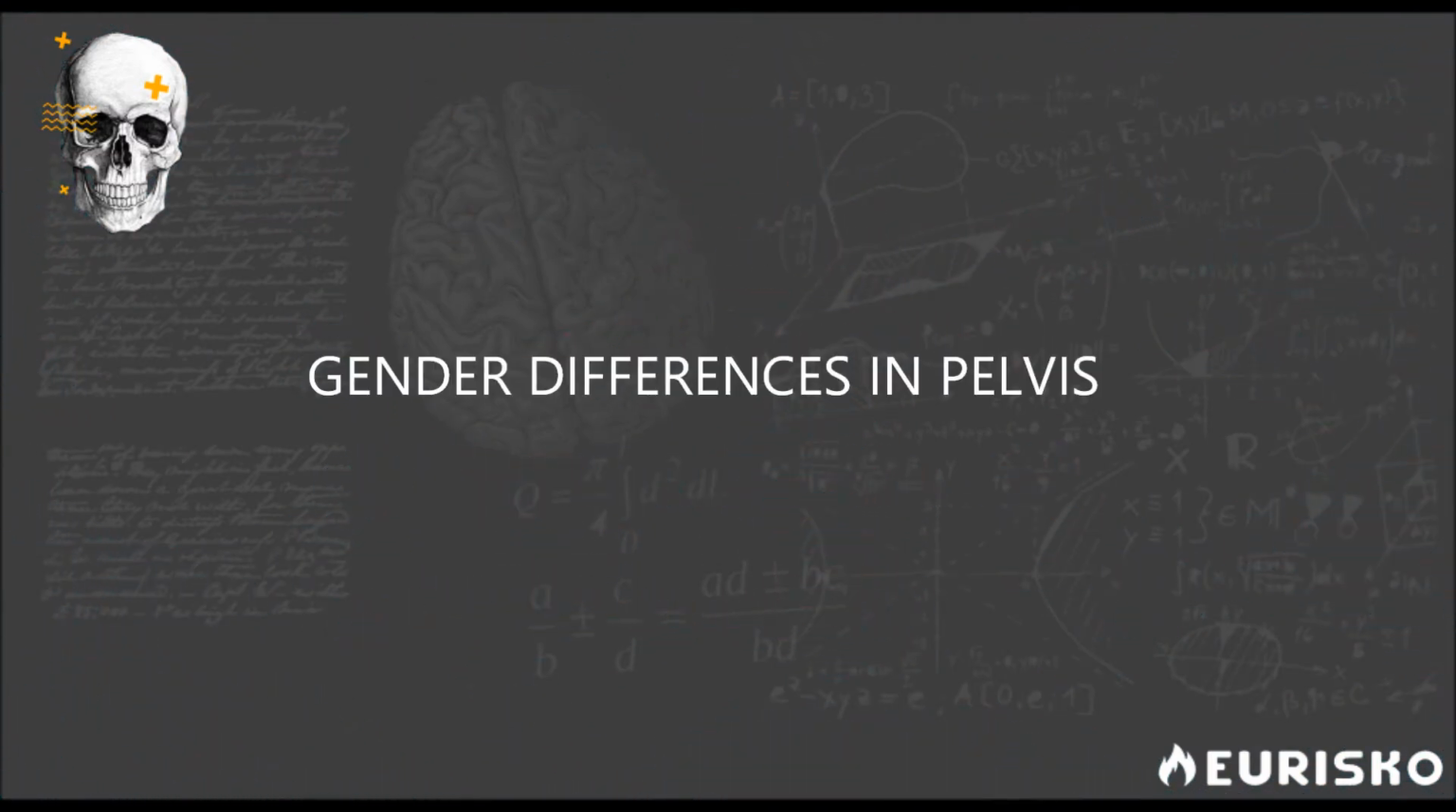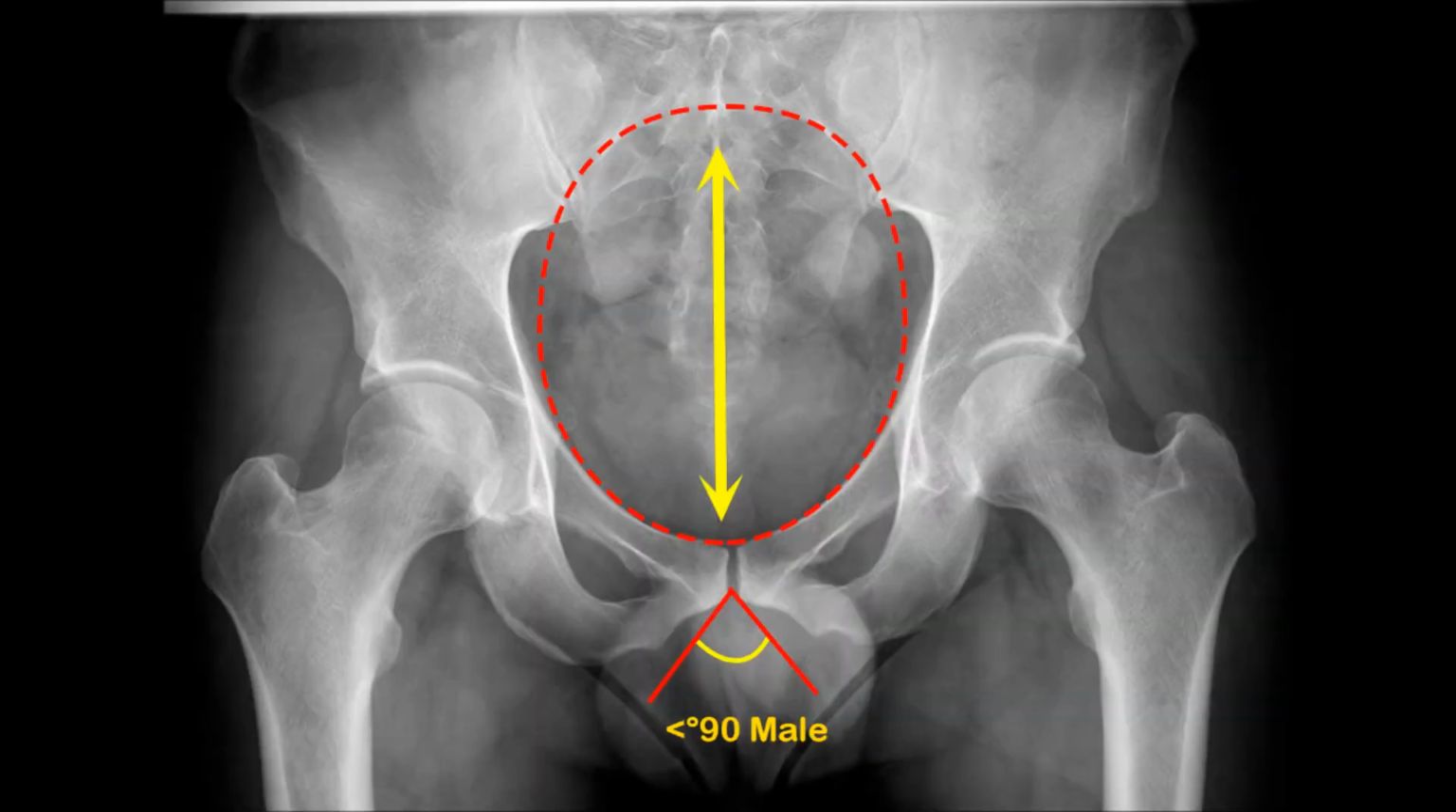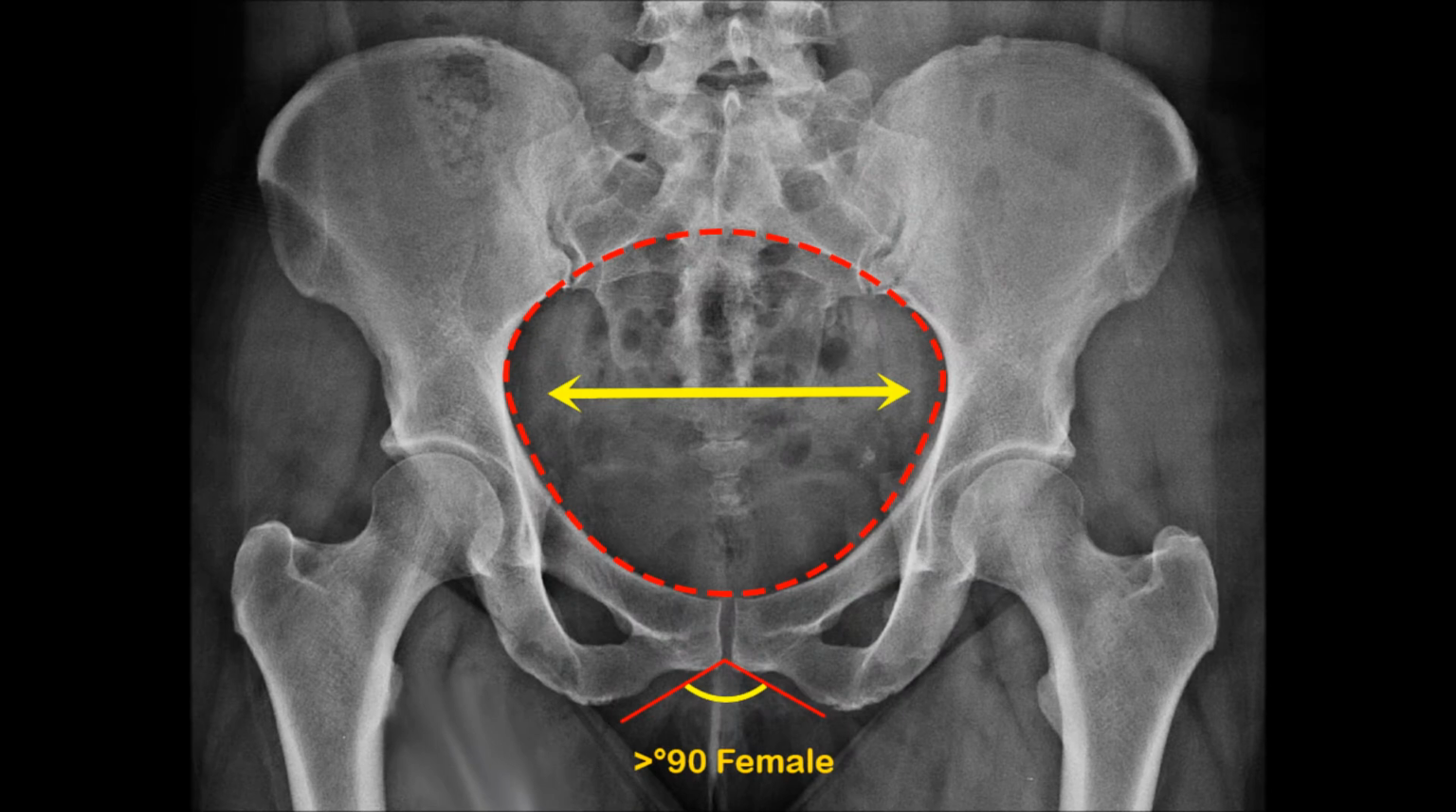Gender differences in the pelvis. The adult male pelvis is narrowed and less flared, exhibiting an oval or heart-shaped pelvic inlet, and the angle of the pubic arc is less than 90 degrees. The adult female pelvis is usually broader and exhibits a round pelvic inlet, and the angle of the pubic arc is greater than 90 degrees.